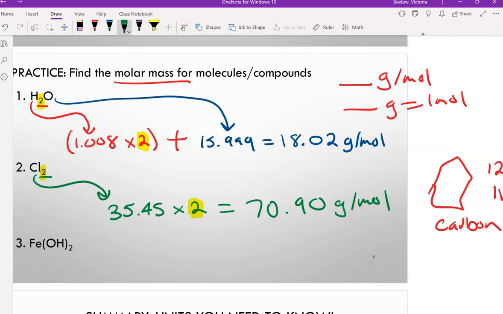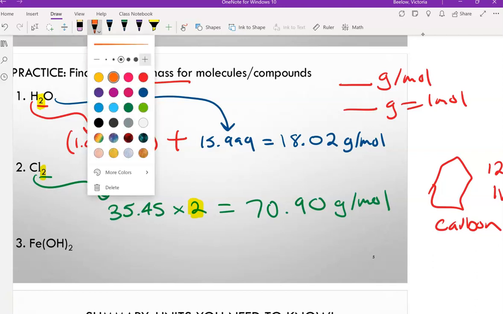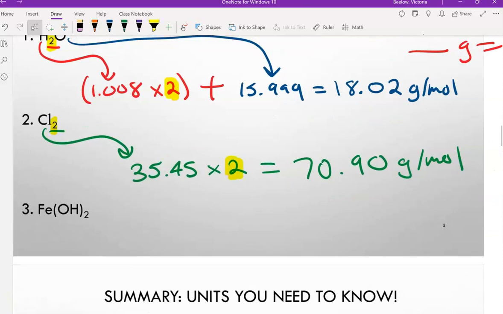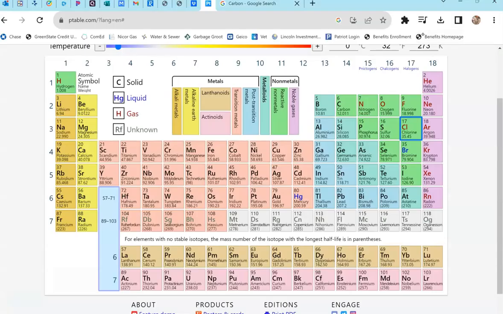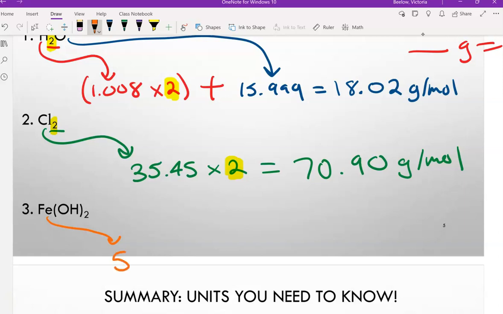All right, so what happens when we have something that is much more complex? So we have Fe(OH)2, with a 2 in the parentheses there. So again, you're going to just work left to right. First I see iron, which is Fe, and I only see one of those. There's no subscript with it. So I'm going to find Fe on the periodic table. It is right here, 55.845. And we don't have to multiply by anything because it does not have a subscript.